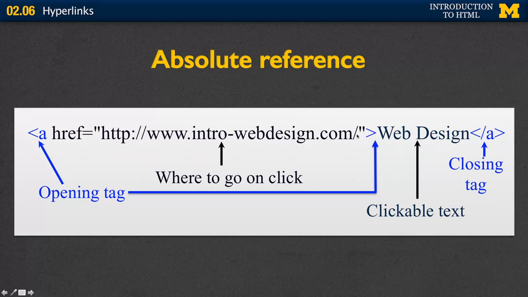So if you remember, there's three parts to a URL. You have the protocol, the host, and the document. You need to include all of those if you have an absolute reference. All right? Everything else is still pretty much the same.